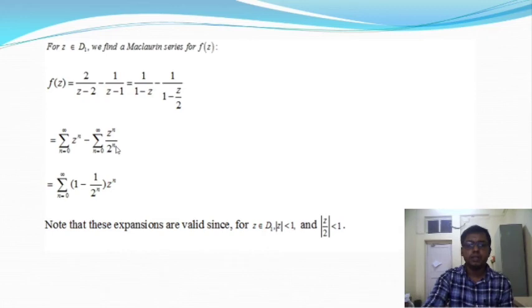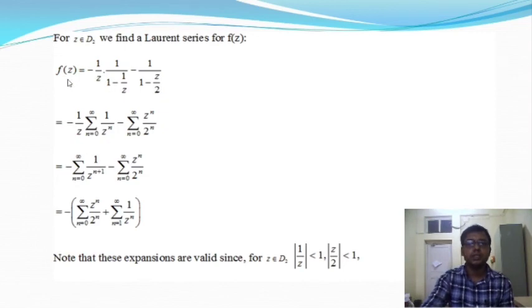So this expression is the required Laurent series, and it is valid when modulus of Z is less than 1 and modulus of Z by 2 is less than 1. That means modulus of Z is less than 1 as well as modulus of Z is less than 2, and from both it holds that modulus of Z is less than 1. Let us move on to the second part of this problem.